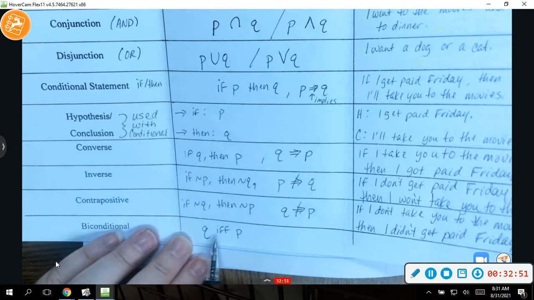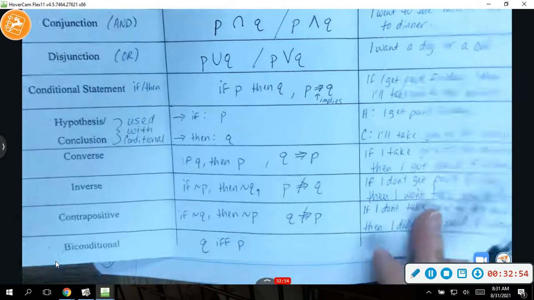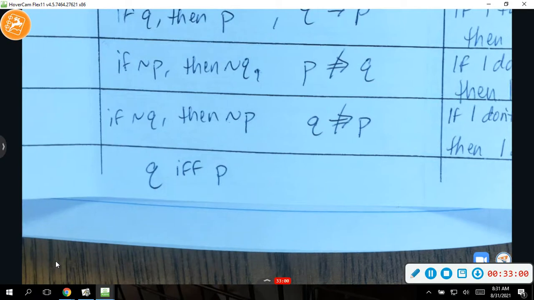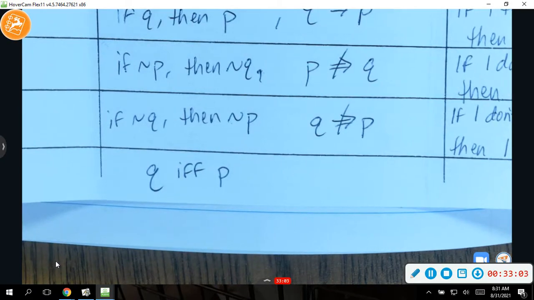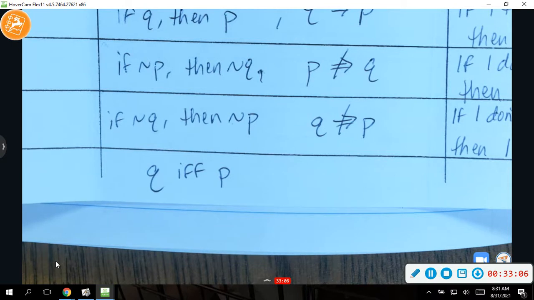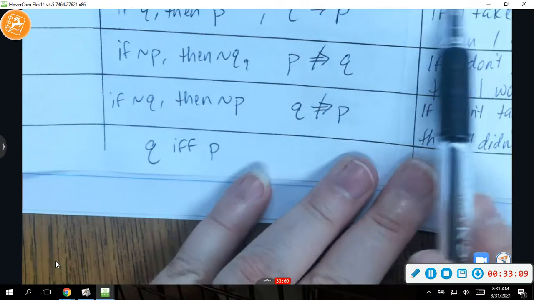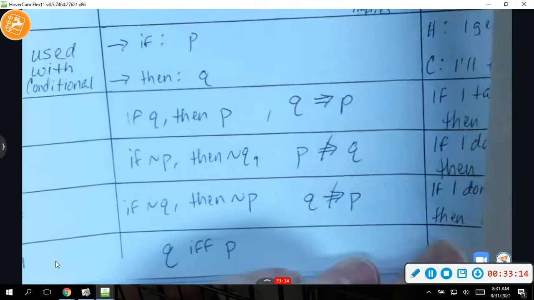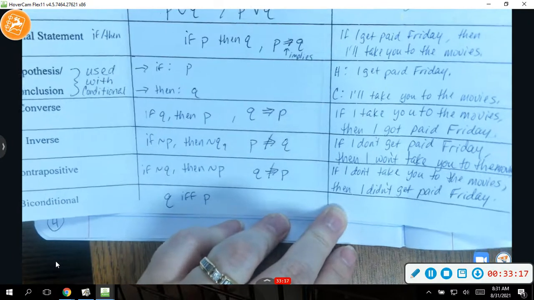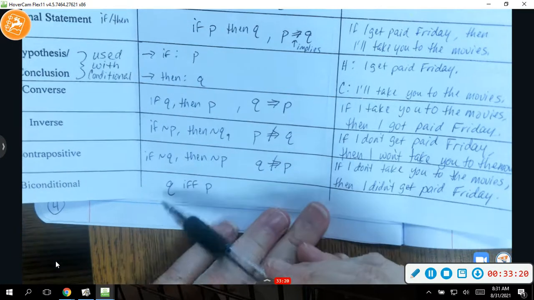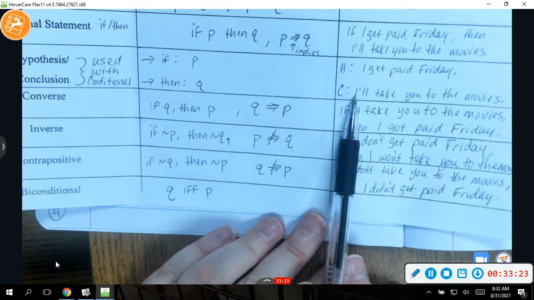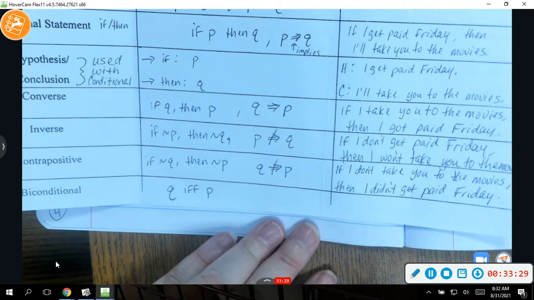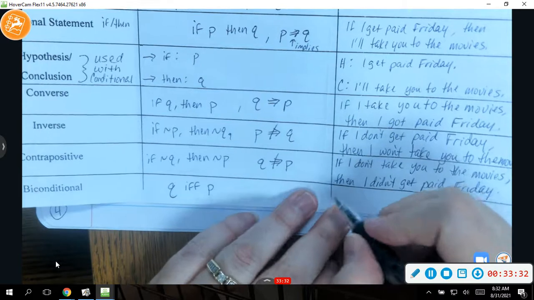I didn't misspell if. In math, if you put IFF, that means if and only if. So it's not me misspelling if, it's just the way they do the symbol. So this would be, I take the first part, I'll take you to the movies, that was my last part. See how I'm putting Q first? So here, I put, I'll take you to the movies if and only if I get paid Friday. In this example. You can use whatever example you'd like.